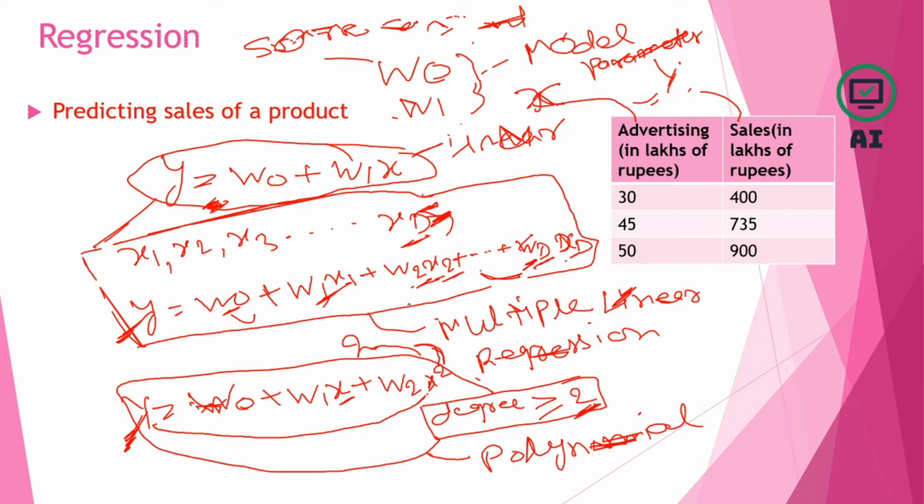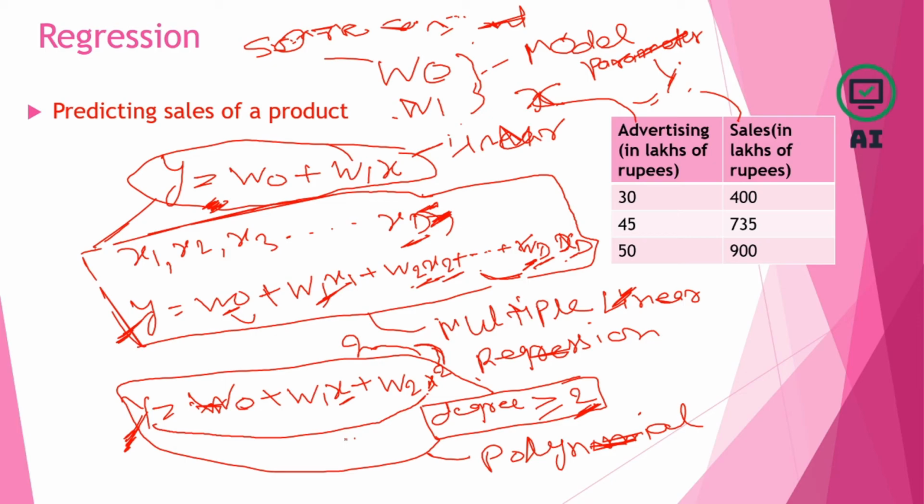Similarly, if y is polynomially related to all the features x1, x2, and so on up to xd, where the degree of the polynomial happens to be greater than or equal to 2, then we can say that the resultant regression is called multiple polynomial regression.